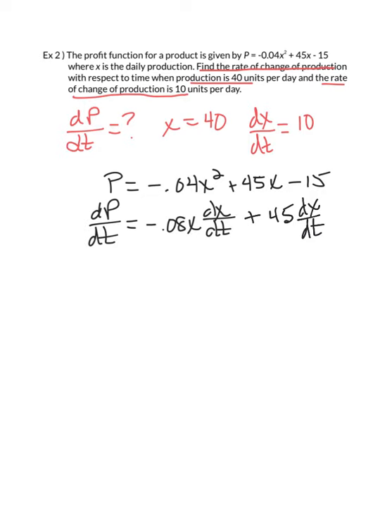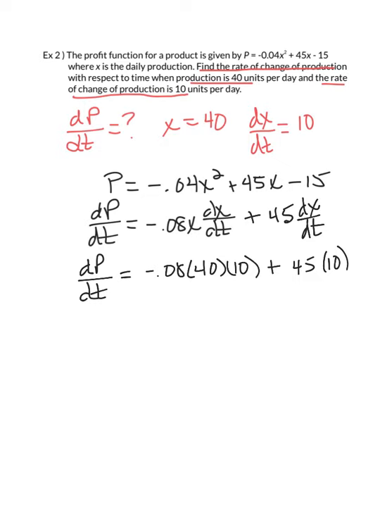This is already solved for dp dt, which is what we're looking for. So we just need to substitute in our numbers. So we're going to have in the first term negative 0.08 times 40 times 10. In the second term, we're going to have 45 times 10. Do all this arithmetic and you will get $418 per day.